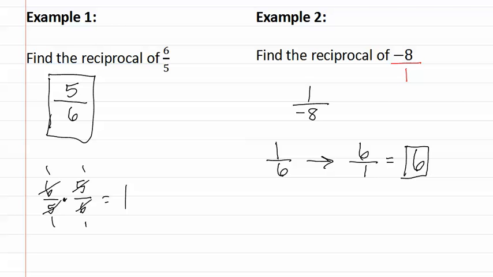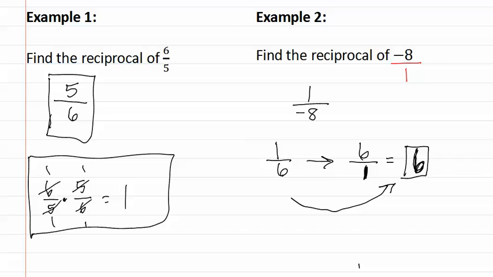This means if you find a reciprocal that has a 1 in the denominator, you need to simplify it and have it written as just the whole number. So the reciprocal of 1/6 is actually 6. Remember, when finding reciprocals, you simply flip the fraction over or invert it. And if you would like to double check, you can always see if the two reciprocals multiply to equal 1.